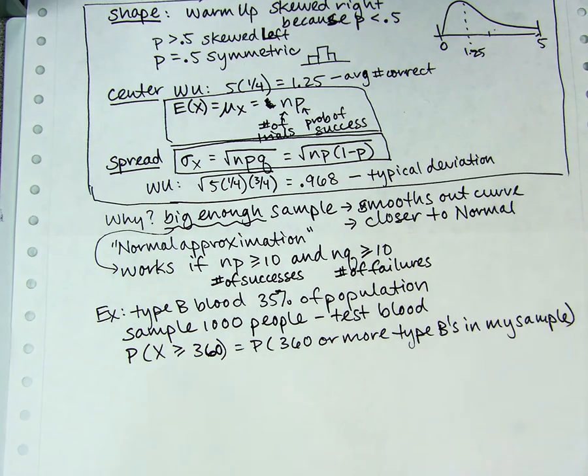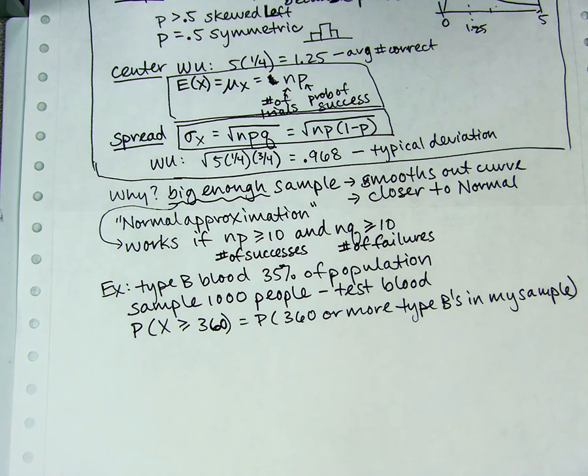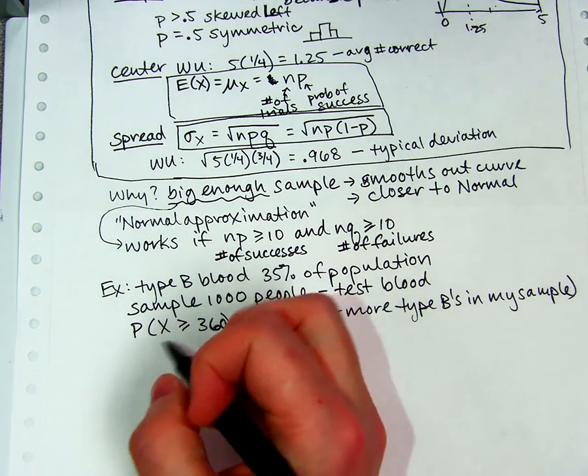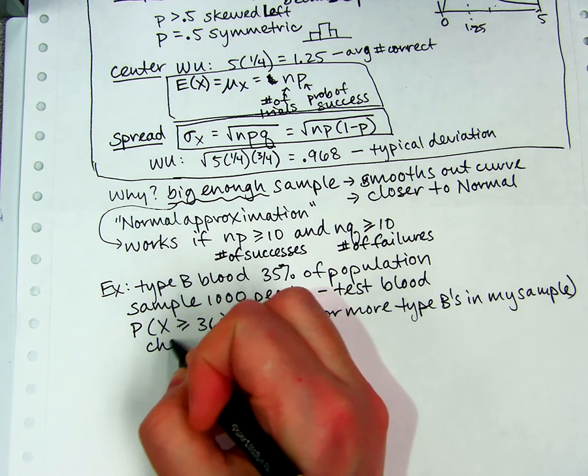There are two ways to calculate this. Method 1 is with binomial CDF. Method 2 is with the normal approximation. I'm actually going to do both because I want you to see that they come out very close to each other. They won't be exactly the same, but they'll be close. So I'm going to check to see if it's approximately normal.